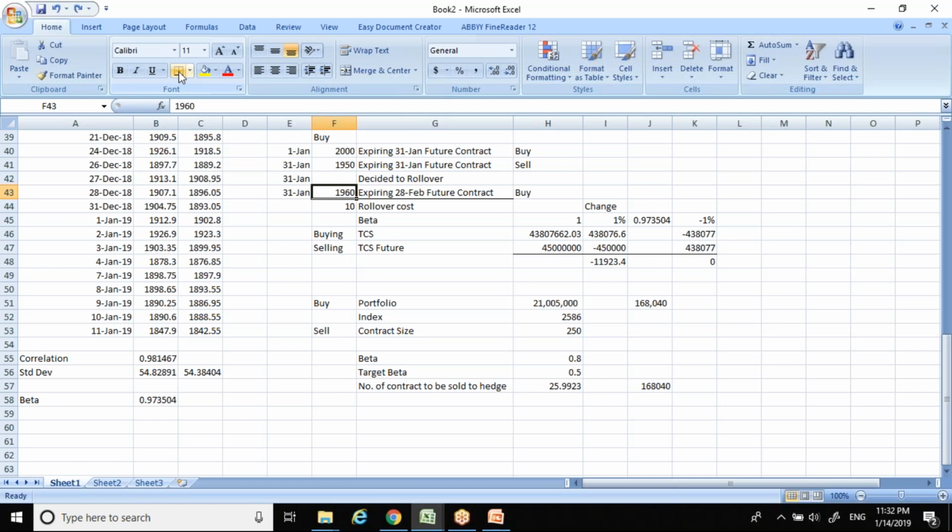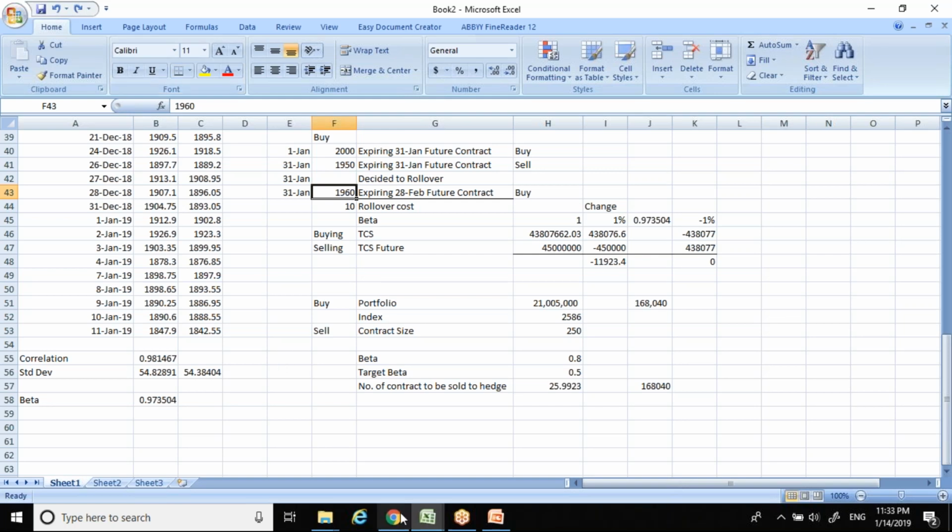So in my suggestion, if you really want to roll over, you should notice when the spread between the 1 month contract and the second month contract is lowest. So you have to take notice of that. What you do is download 1 month future contract data and second month future contract data, and you see what the difference is.